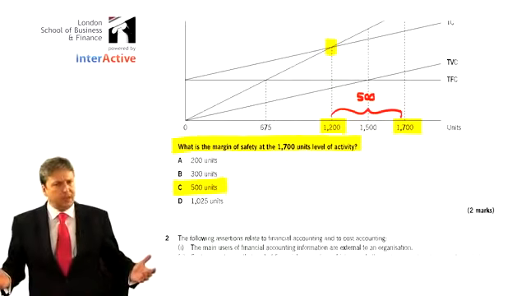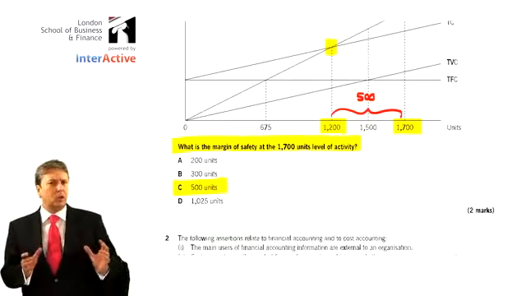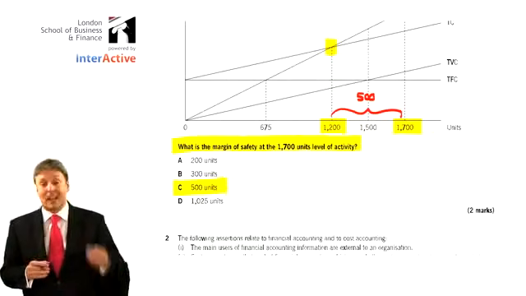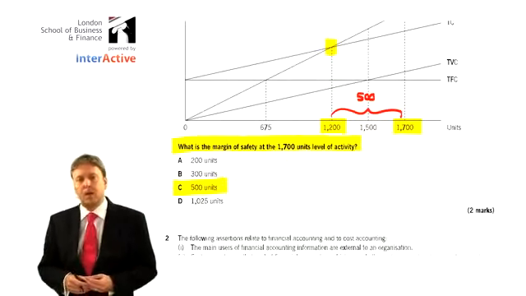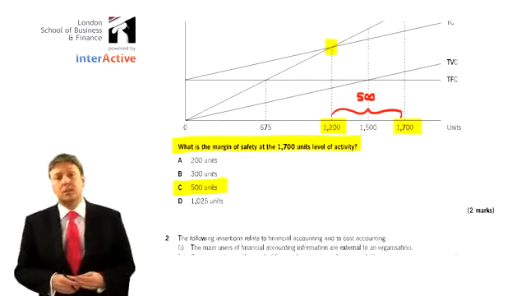Fine. Please note, if we're a bit unsure here, we could have used these numbers A, B, C and D, 200, 300, 500, 1,025 units, to help us understand what's going on. In this particular question, however, I don't think it was necessary. Before we leave this graph, because these graphs are quite common, it appears, with the examiner, what other things could we pick up from our graph?